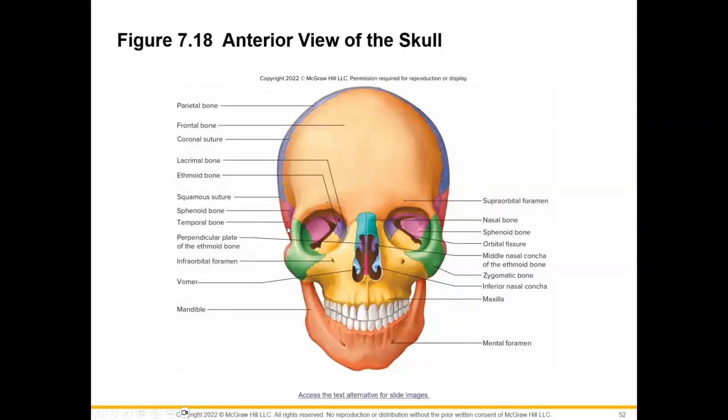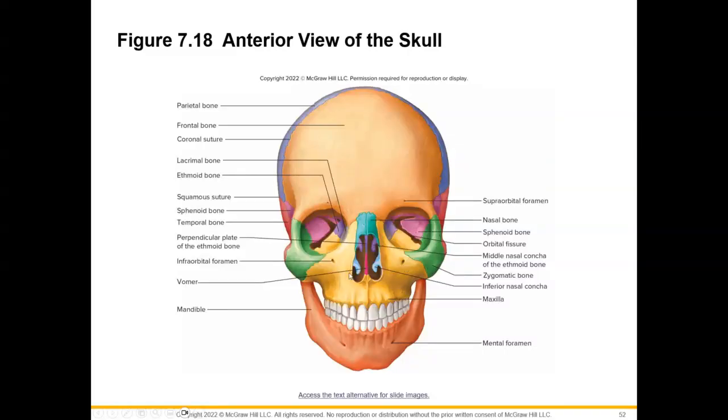Okay, at the sides of the head, you have the temporal bones. And you have the squamous suture that connects the parietal to the temporal. Sphenoid bone is this small bone here above the temporal, but also at the back of the orbit as we move down into the nasal area. So there's the nasal bone at the front. Down the middle, we have a perpendicular plate, which is a part of the ethmoid bone.